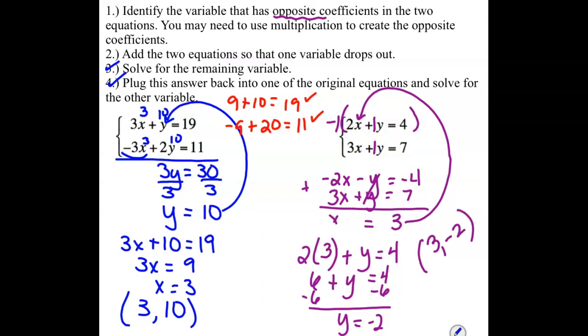Again, you can check that in the original equations. If we put a 3 in for x and a negative 2 in for y, we have in the top one 6 plus negative 2, which is 4. That works. Checking the bottom equation, 3 times 3 is 9, plus a negative 2 is 7. So it does work in both. It is the correct point of intersection.